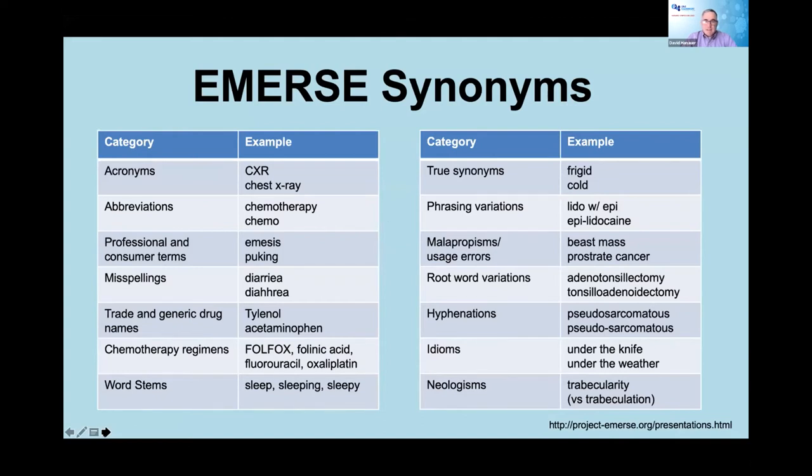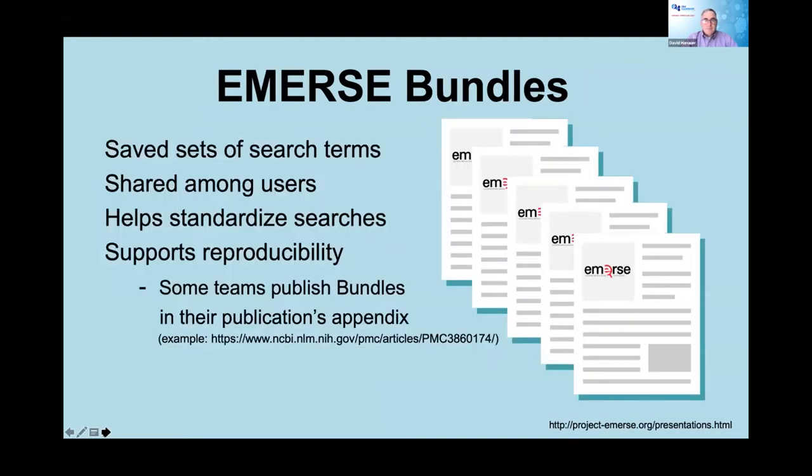So these are things that I'm calling root word variations. So things like adenotonsillectomy versus tonsilloadenectomy. It's kind of really the same thing, but people sort of make up their own words as they go along and just sort of invent things on their own. And that also includes real, true neologisms like trabecularity, whereas the real word is trabeculation.